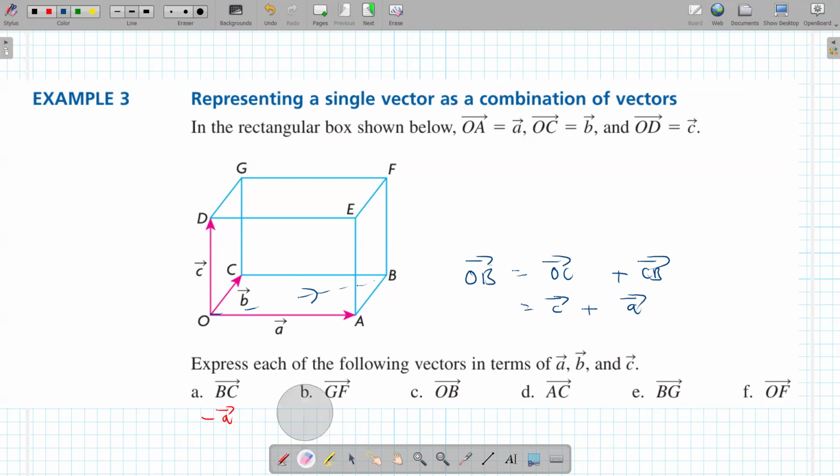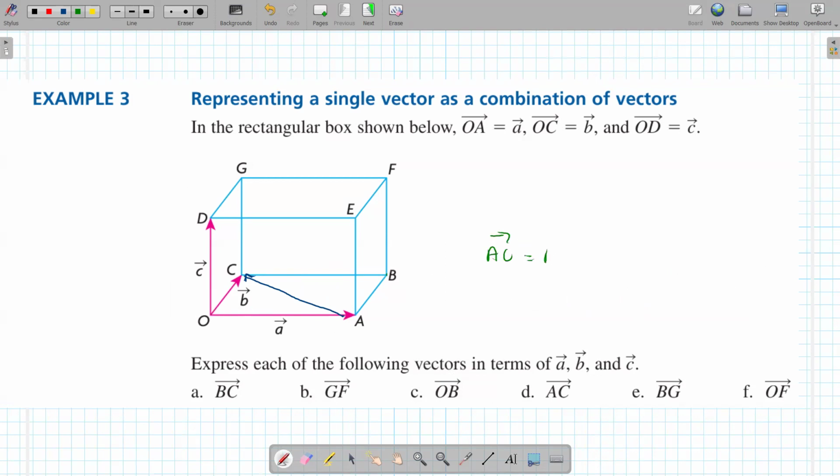Part D, AC. Where's C? C is right here. You can follow multiple paths. So you're trying to go here. You can either do a pit stop at B or you can do a pit stop at O. Both of them are fine. So let me show you both ways.